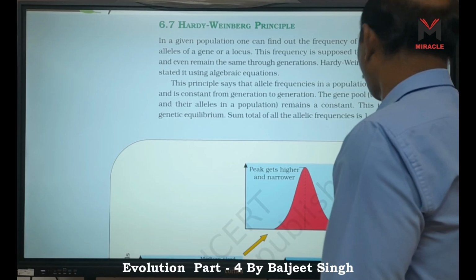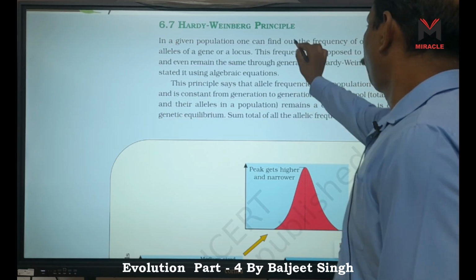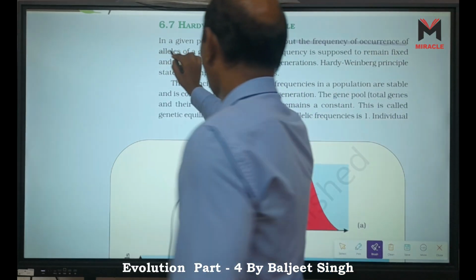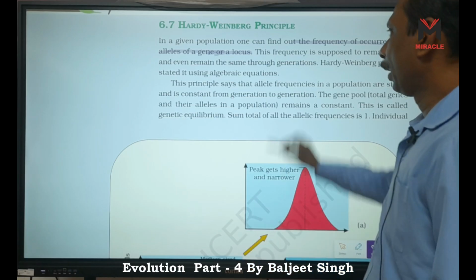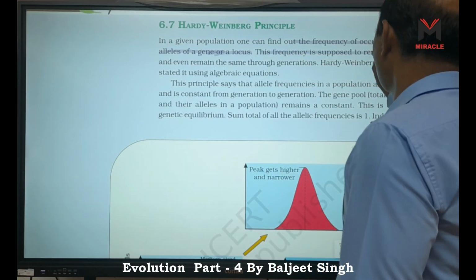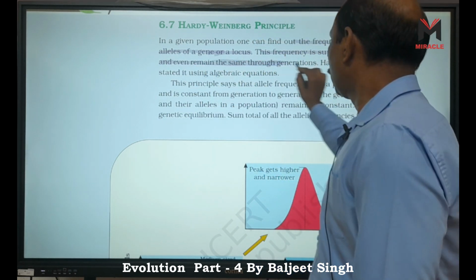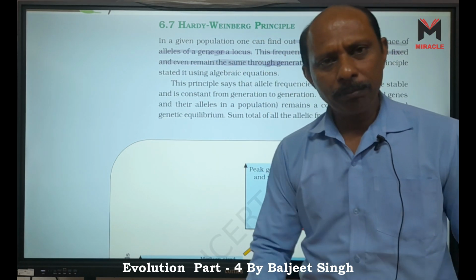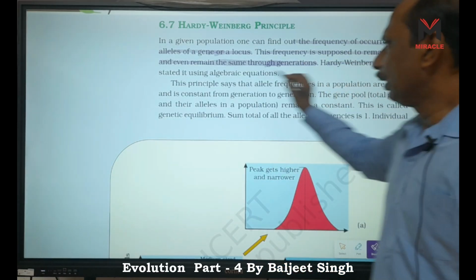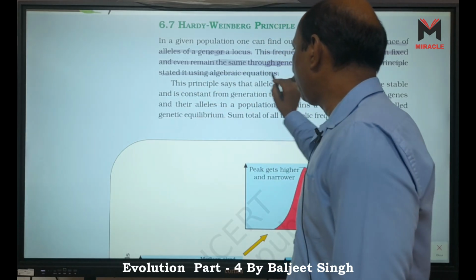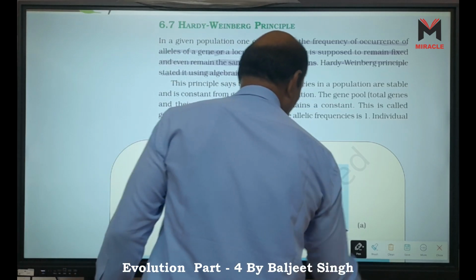The frequency of occurrence of alleles of a gene or a locus, locus means location, is supposed to remain fixed and even remain the same through generations. They are fixed, they are the same, that is constant. The Hardy-Weinberg principle stated it using an algebraic equation. What is the Hardy-Weinberg equation? It is also given here. Well, we will read this one.